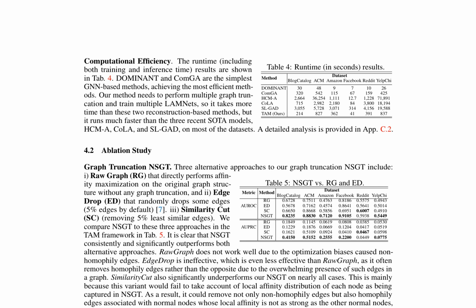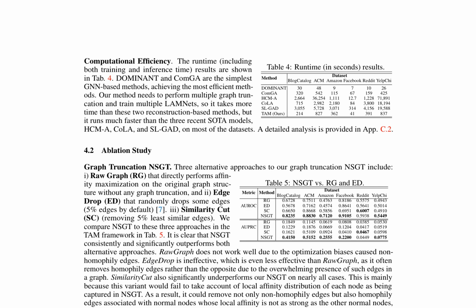The computational efficiency of the proposed method, TAM, is evaluated and compared to state-of-the-art models. Runtime results, including both training and inference time, are presented in Table 4. TAM significantly outperforms recent models, HCMA, COLA, and SLGAD, on most datasets, although it is slower than the simplest GNN-based methods, DOMINANT and ComGA. An ablation study is conducted to evaluate the graph truncation method, NSGT, a crucial component of TAM. Alternative approaches, raw graph, edge drop, and similarity cut, are compared to NSGT in Table 5.